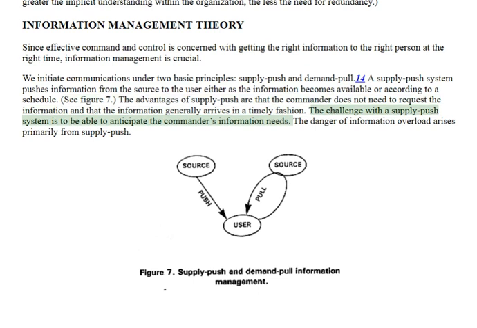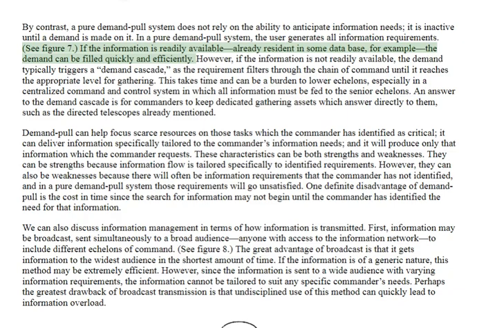The challenge with a supply push system is to be able to anticipate the commander's information needs. The danger of information overload arises primarily from supply push. See Figure 7. If the information is readily available, already present in some database, for example, the demand can be filled quickly and efficiently. However, if the information is not readily available, the demand typically triggers a demand cascade, as the requirement filters through the chain of command until it reaches the appropriate level for gathering.